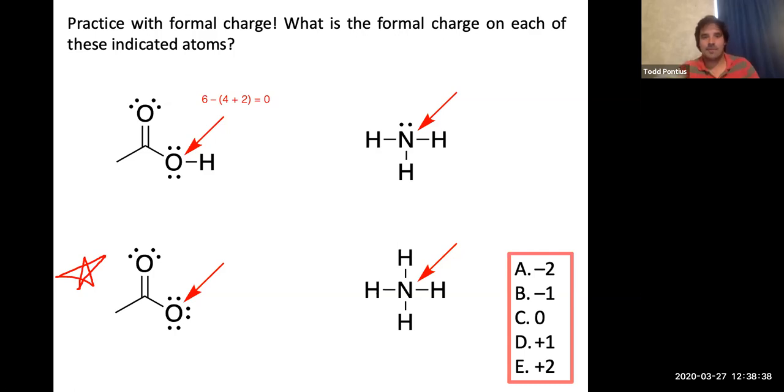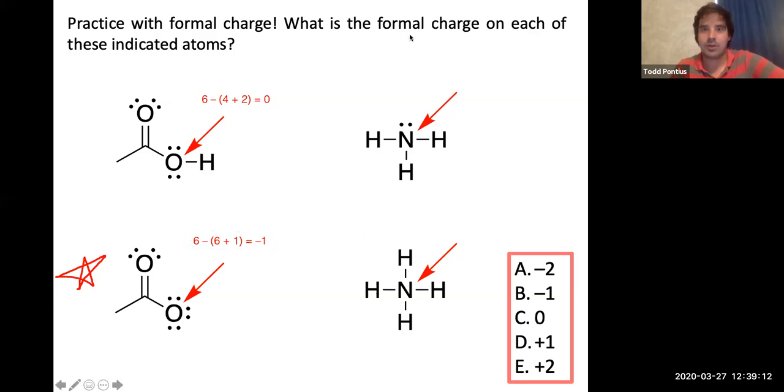Okay, what do we think? Awesome, well done. So it is indeed choice B. So oxygen, again, is group 6, and we have 6 non-bonded electrons and 1 bond, which equals -1. Okay, but wait, there's more.